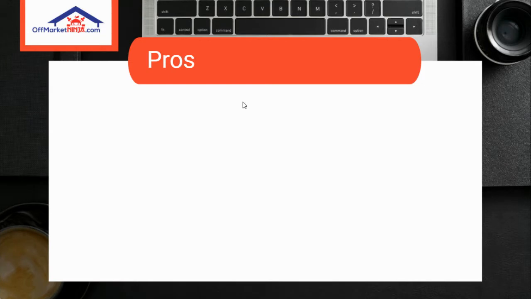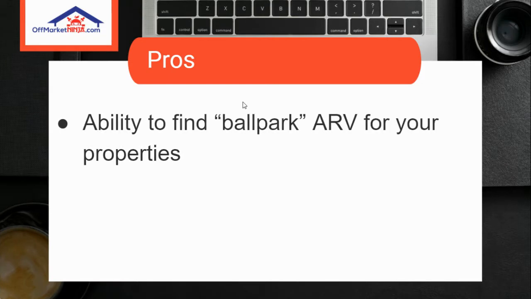So the pros of doing this, you're able to get a ballpark number of an ARV. It's never good to guess when you're running your numbers. I have done that before, been there, you guys. Wouldn't recommend it. I have offered too much, and then I have to go back and renegotiate. It's not fun to do that. So you at least have a way to ballpark your offer using Zillow to comp.